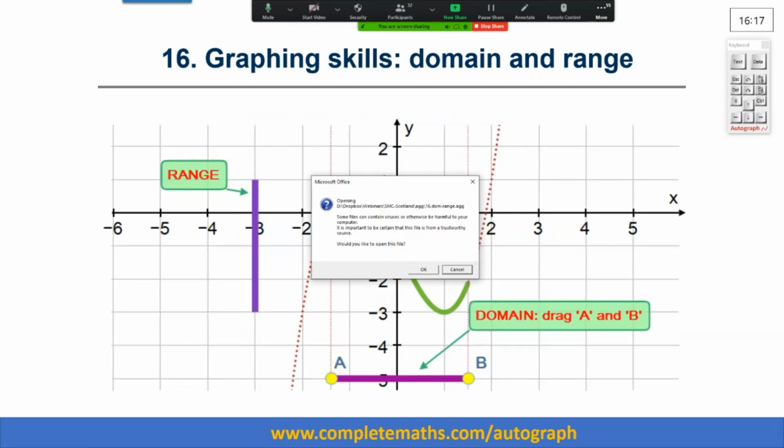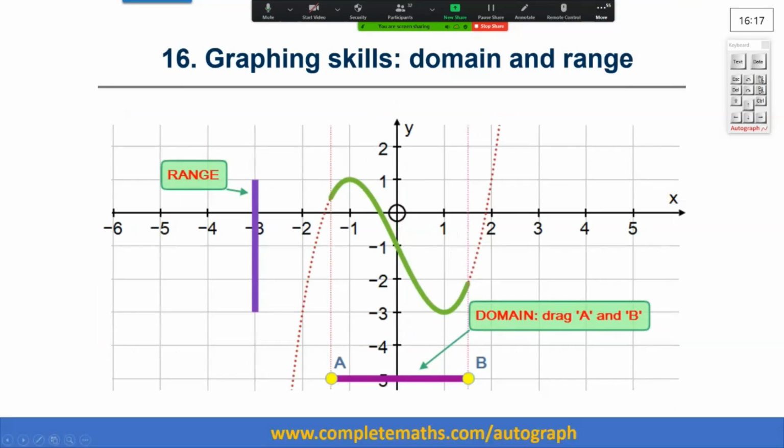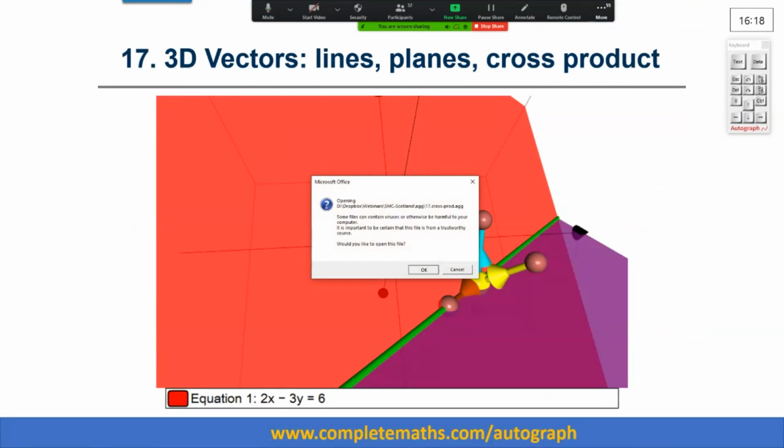And domain and range is a lovely topic, because here I'm just changing the domain, and it's working out quite cleverly the range. Again, it makes a lot more sense if it's done dynamically and things move. Well, there we go.